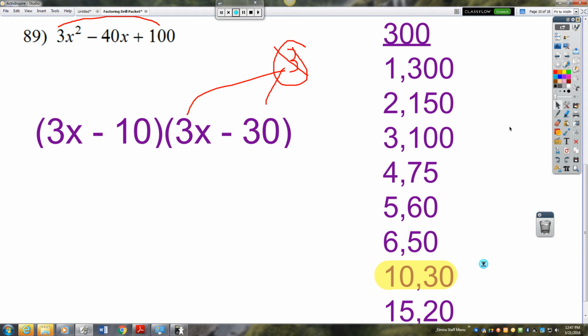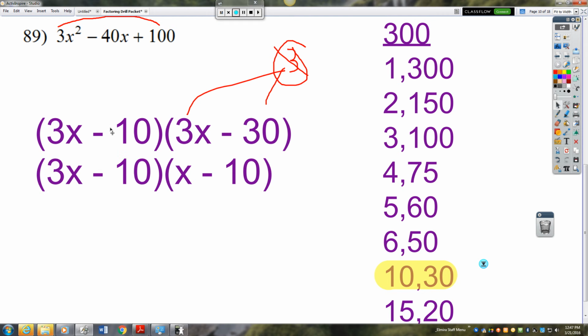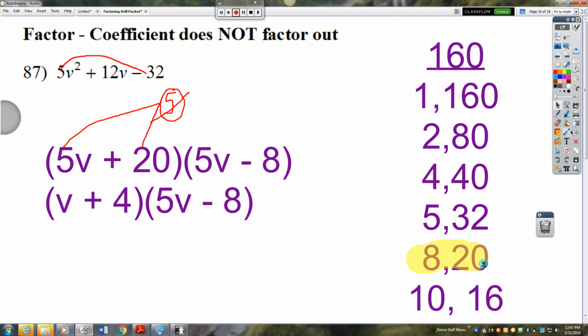So x minus 10 is this reduced, if you will, binomial. And then 3x minus 10 comes down, and you plug that into your calculator to check it. And there you have it. And that's the end of this section.